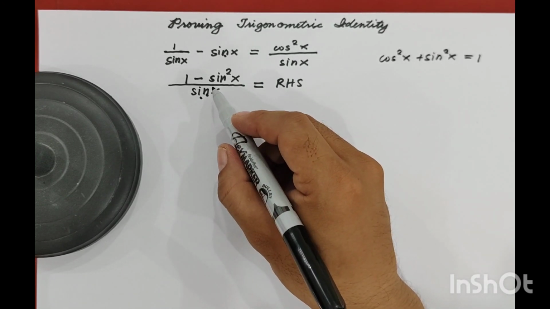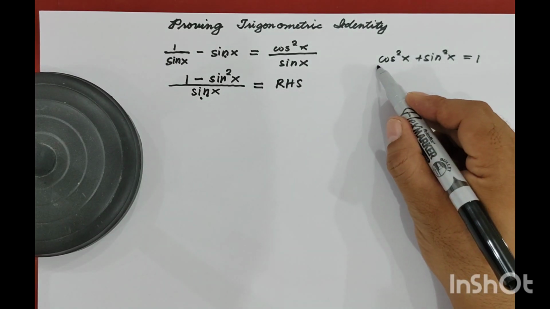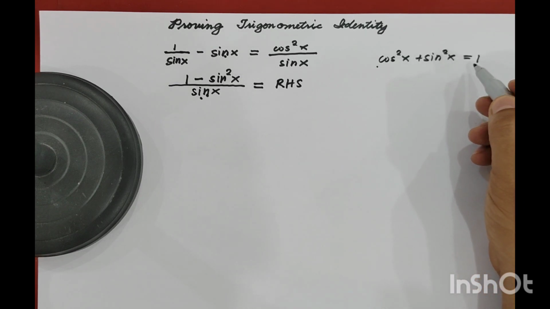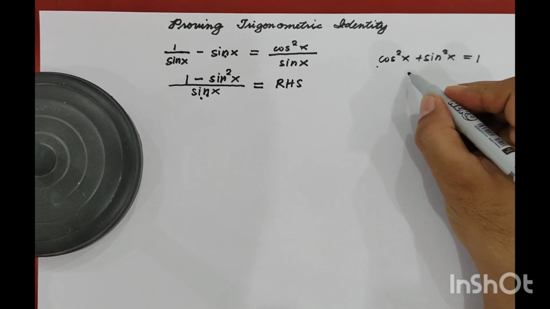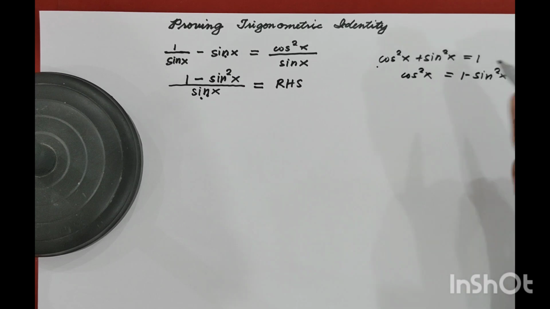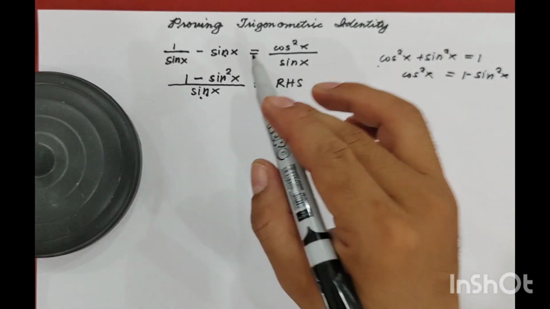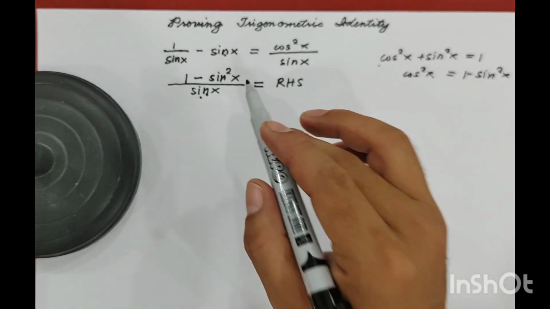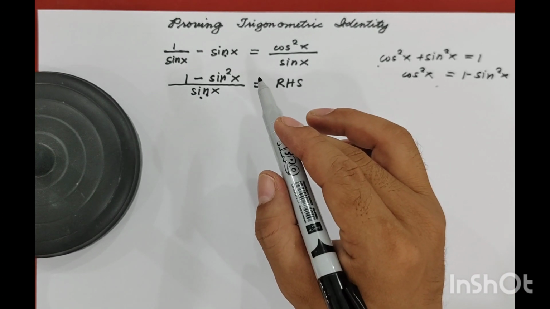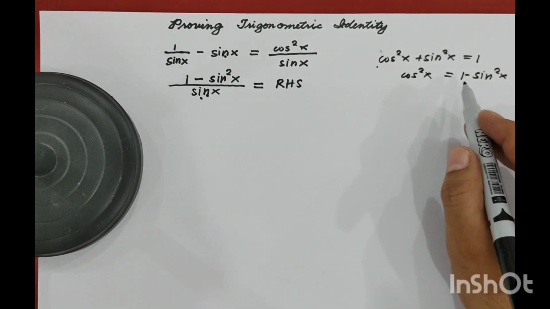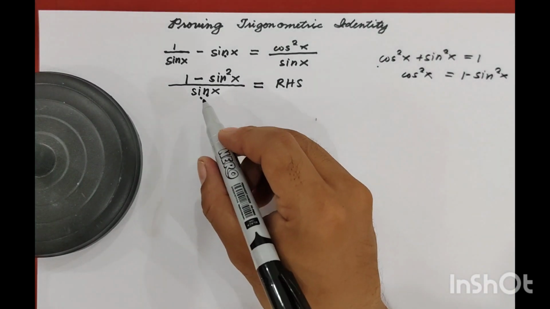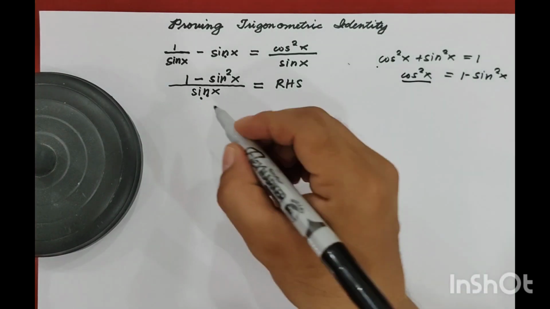So to simplify this, we are going to use this Pythagorean identity. Okay? So cosine squared x plus sine squared x is equal to 1. In fact, cosine squared x here is equal to 1 minus sine squared x. So in order to prove a given trigonometric identity, you must recall some trigonometric identity, okay? especially the Pythagorean identity, okay? That is an example. So using the Pythagorean identity, the numerator is equal to cosine squared x.